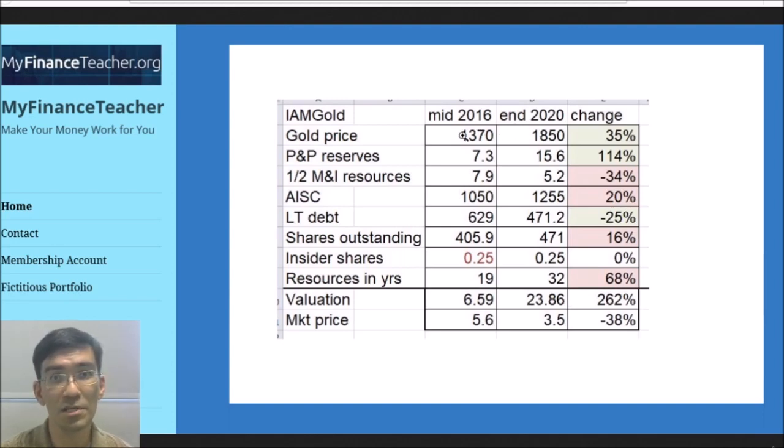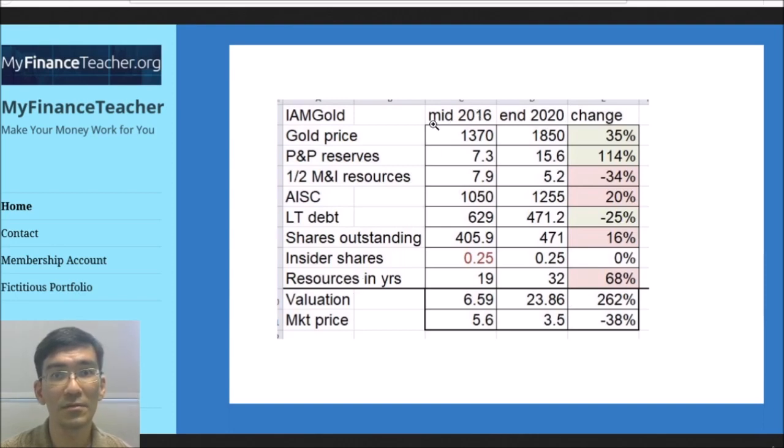And of course, in addition to gold price, we're going to have a look at the resources that the company has in the ground, the cost of extracting those resources, the debts that the company has, the amount of shares outstanding it has, how much of those shares are in the insider hands, as well as the time value of money. How long will it take to extract those resources out of the ground?